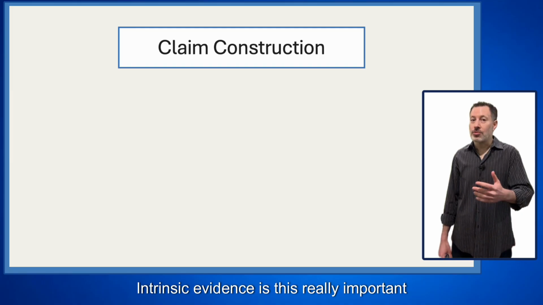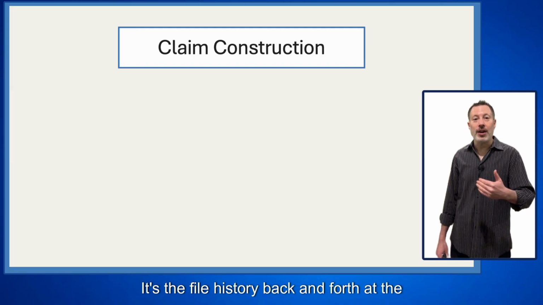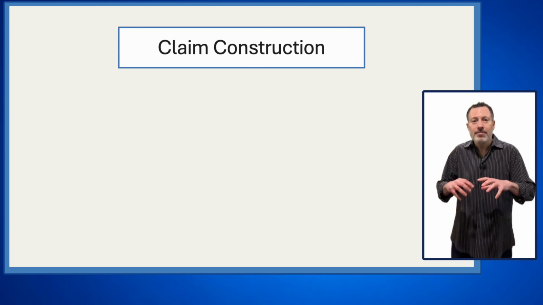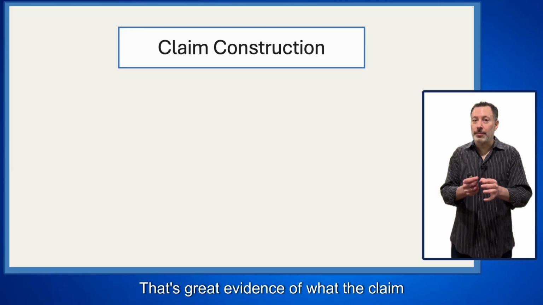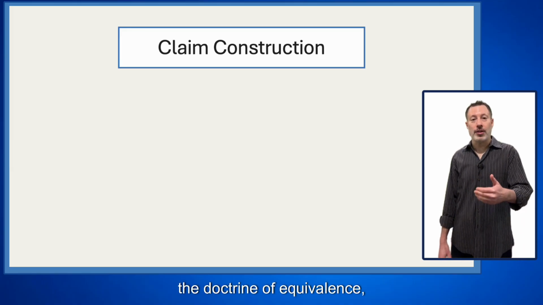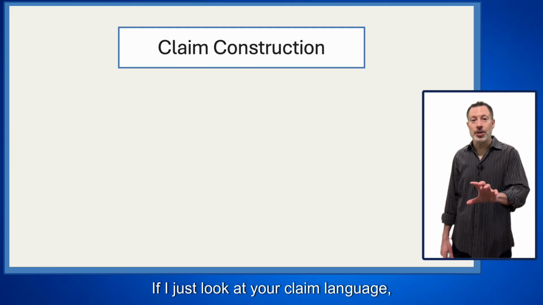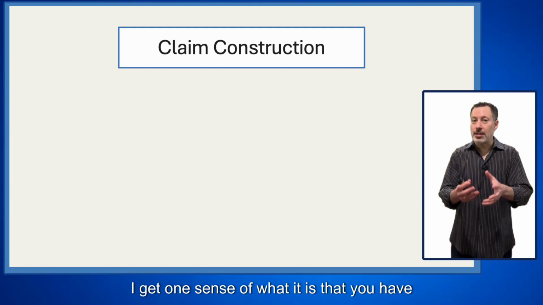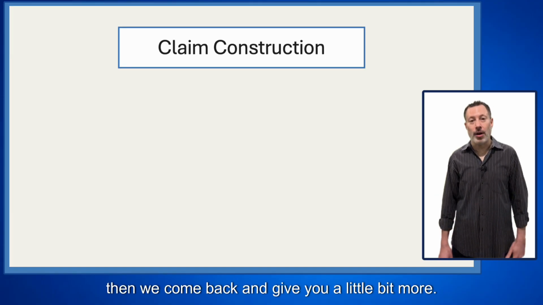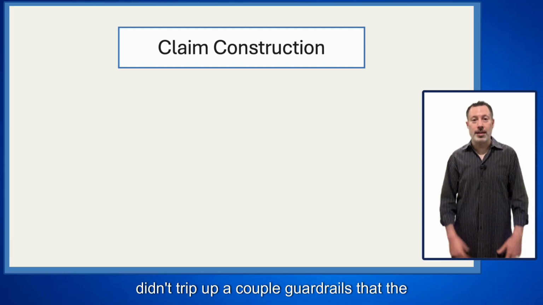Intrinsic evidence is this really important evidence that kind of was born with the patent. It's the file history back and forth at the patent office. It's the drawings, it's the prose. That's great evidence of what the claim language really means. Lastly, as you all know, we also introduced the doctrine of equivalence, which adds this flexibility. If I just look at your claim language, literally, I get one sense of what it is that you have rights to, and then we come back and give you a little bit more. We give you this flexibility so long as you didn't trip up a couple guardrails that the system has built in.